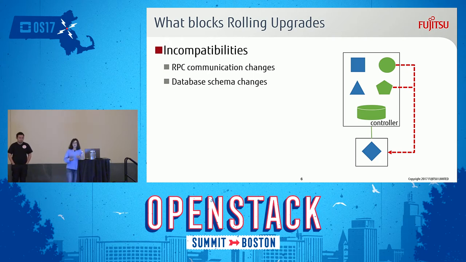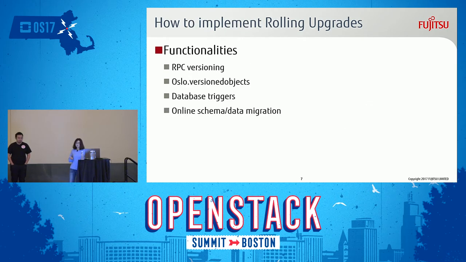So while we have new code running, how can we guarantee that it can have working RPC communication with the old code? And also, normally we upgrade the database first, so how can we guarantee that the old code can still access our new database schema without any problems? So in order to address these two kinds of incompatibilities, different projects came up with different functionalities that they use to solve these incompatibilities.